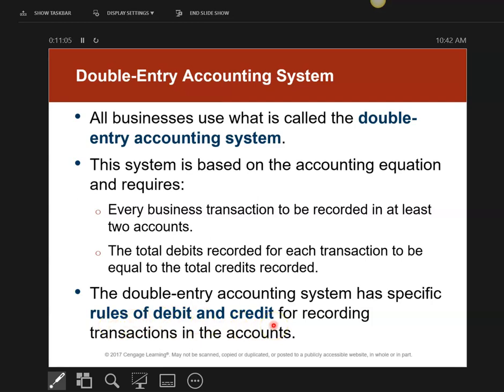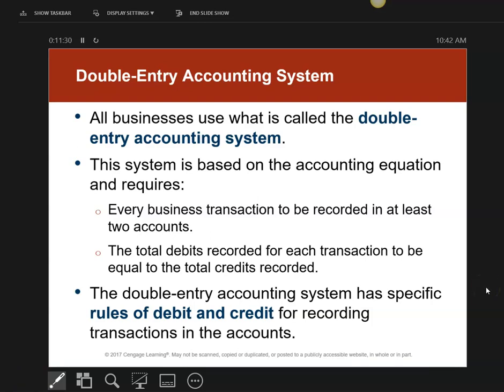Take a look at the attachment that's attached in Canvas. It's called Rules of Debit and Credit. And basically, I'll give you a second to get it. I'll put it on pause while you pull it up.